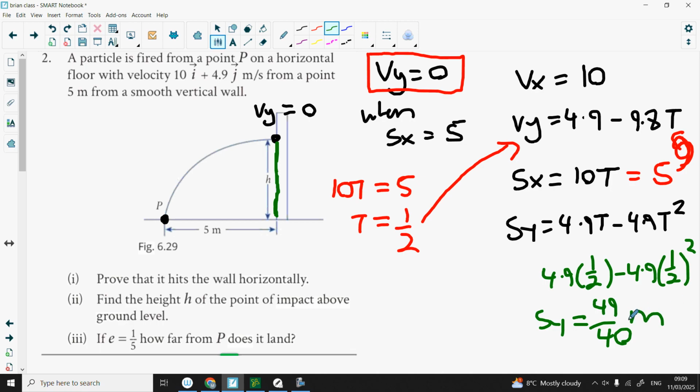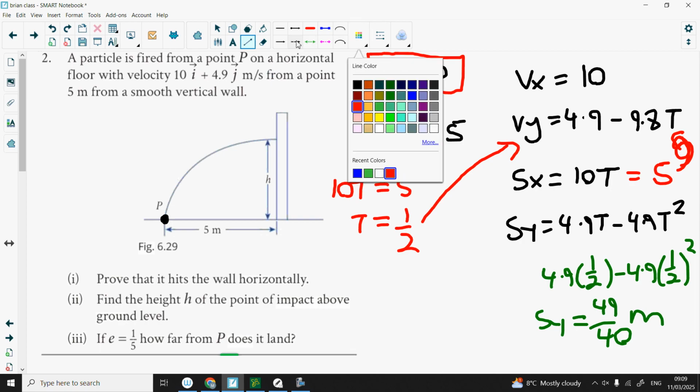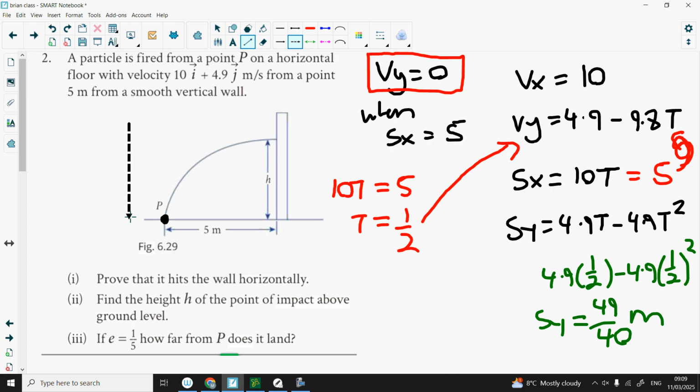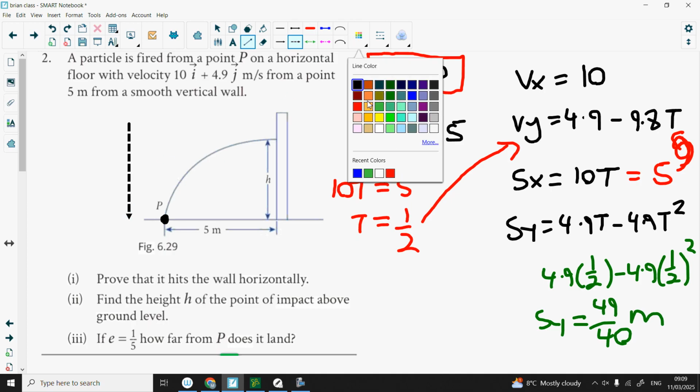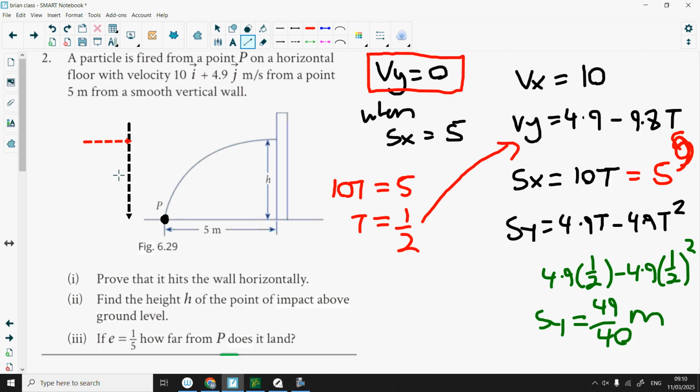And what's the next thing it's going to do to me? If e equals a fifth, so would you all agree? So here's what we're thinking. Ready for this? It's coming into the wall. So this dotted black line is going to represent the wall. Currently, would you all agree that we're hitting the wall parallel? Let's find out what Vx is.